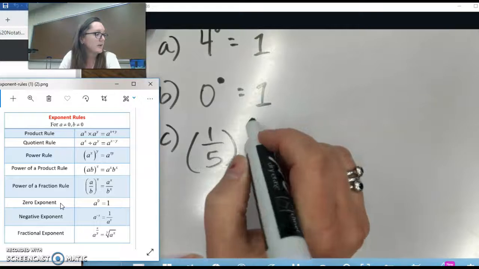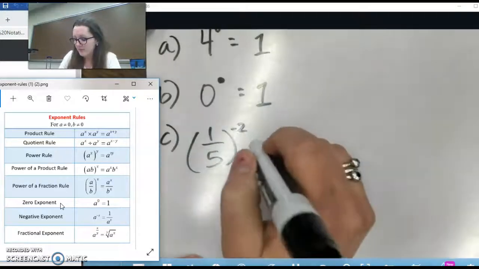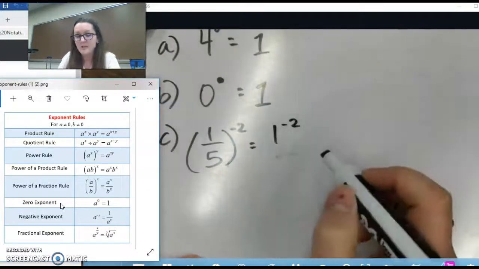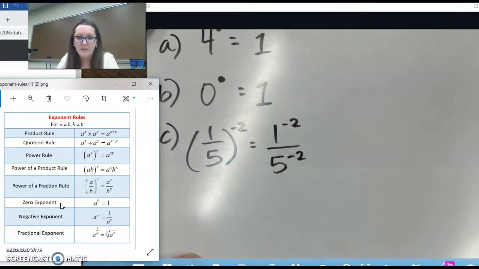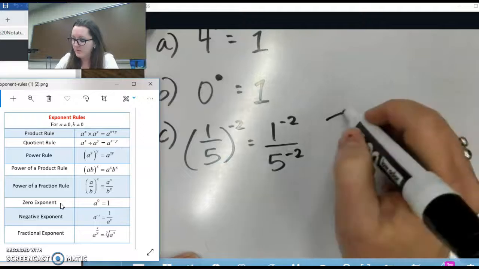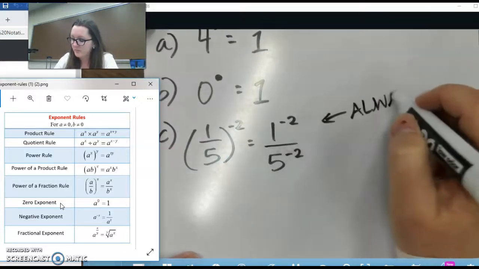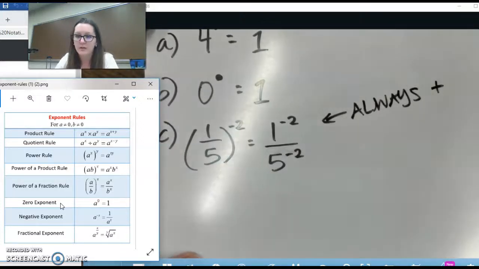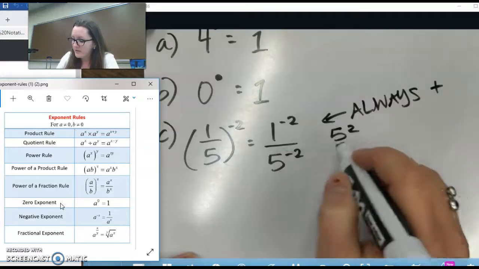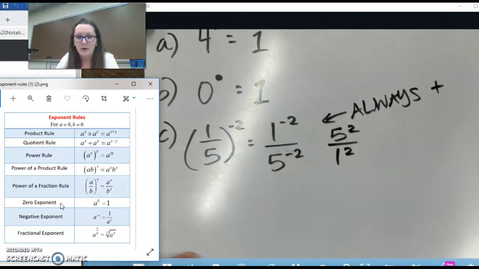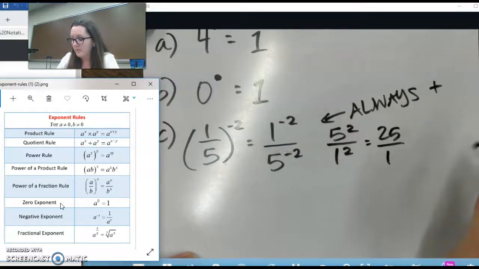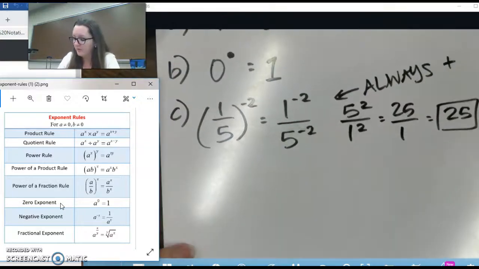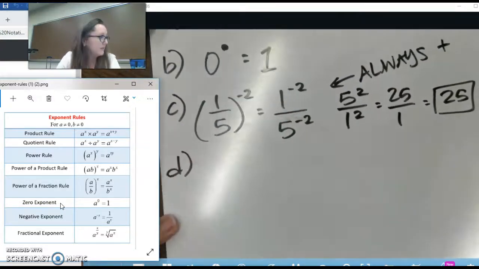C, 1/5 in parentheses raised to the negative 2 power. I'm going to follow this out and follow it through steps. So I have 1 to the negative 2 power, and 5 to the negative second power. I need to make these positive. So remember, always positive. Make your exponents positive as much as you can. So I have 5 to the second power divided by 1 to the second power. And let's go ahead and multiply these out. 25 divided by 1. My answer here would be 25, because 25 divided by 1 is 25. So let's move on to D.